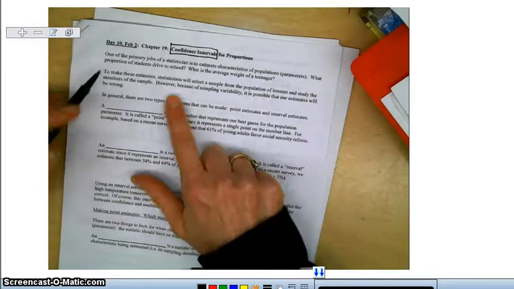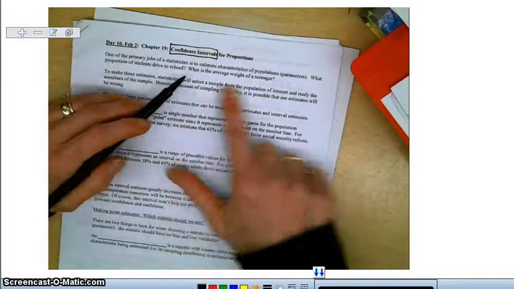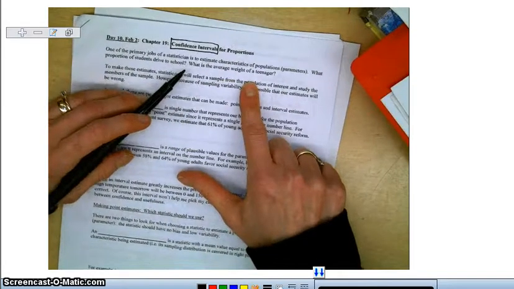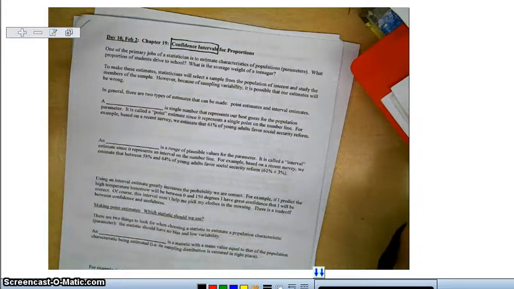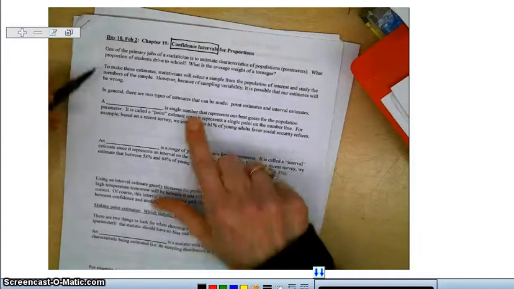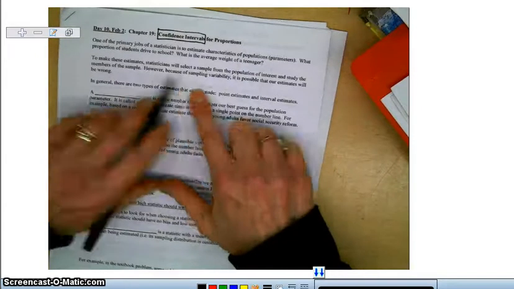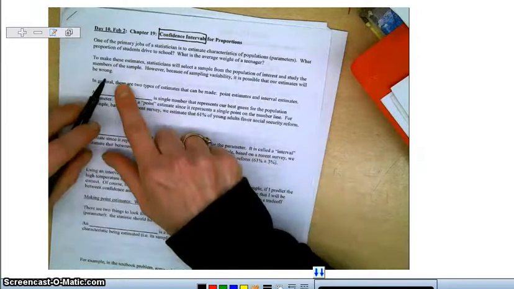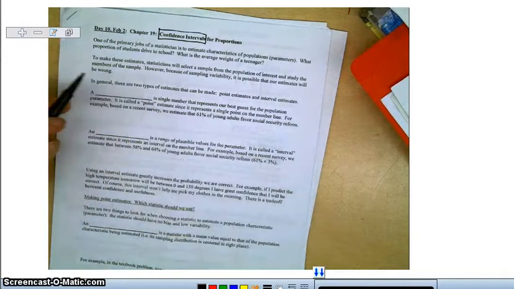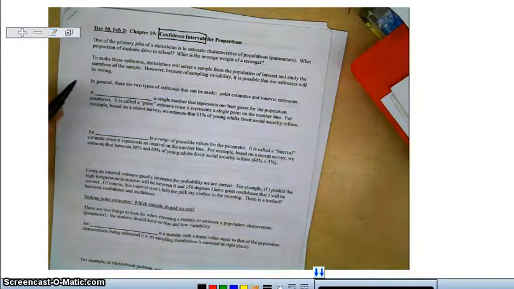Okay? What proportion of students drive to school? What is the average weight of a teenager? How much money per week do students spend on eating out? I mean, you can ask any question you can ask. You can come up with probably a way to gather information about it and estimate it. Okay? So to make these estimates, statisticians will select a sample from the population of interest and study the members of the sample. Okay, so if you want to know about a population, you take a sample and you see what happens with that sample.